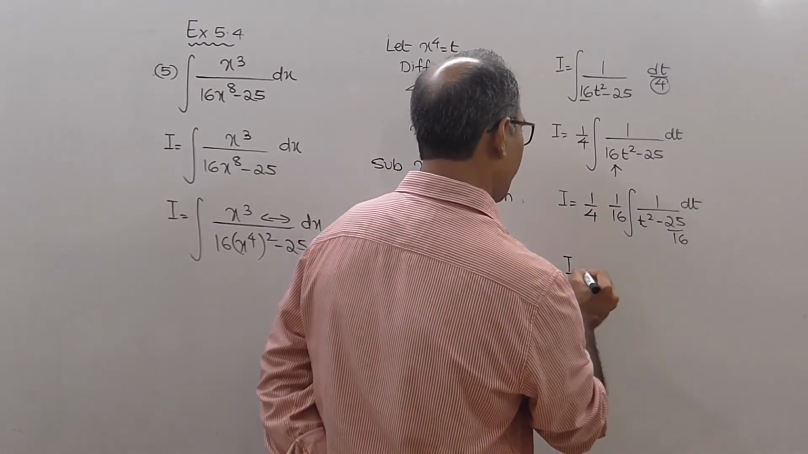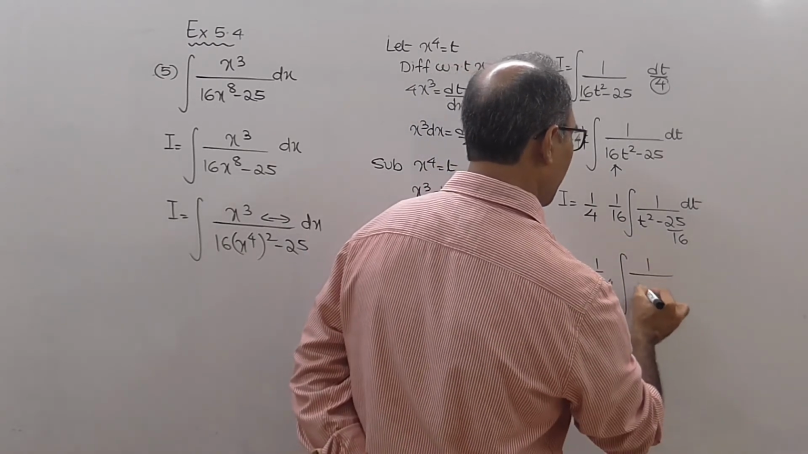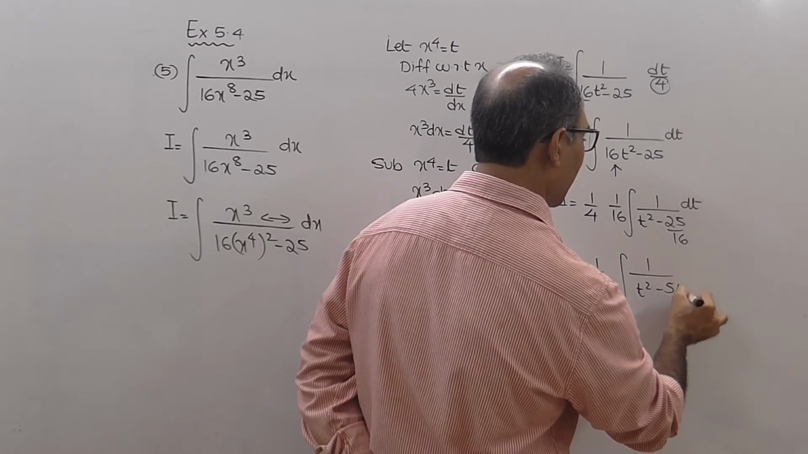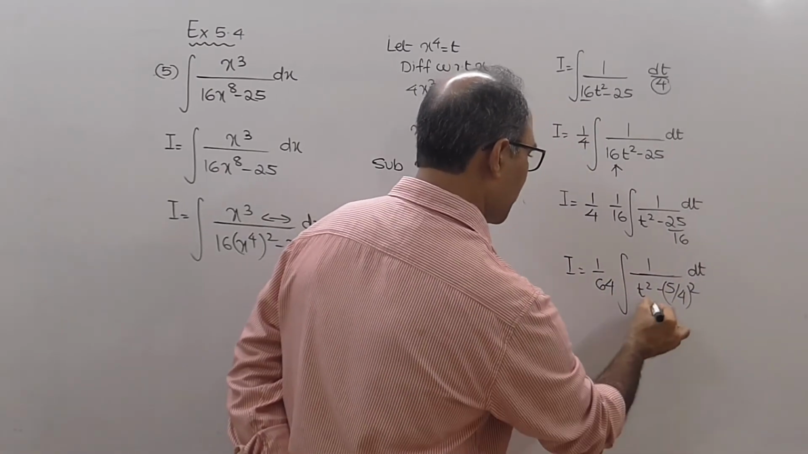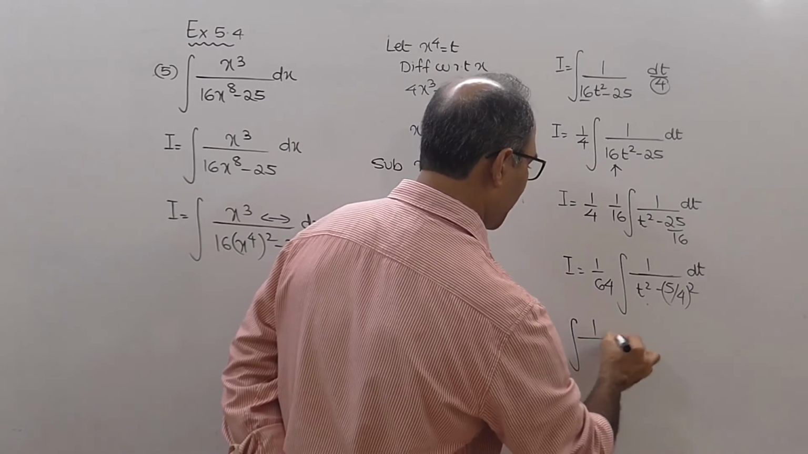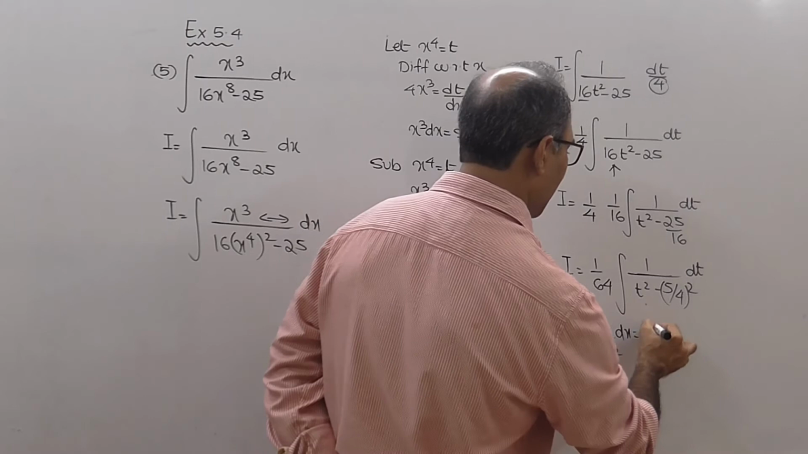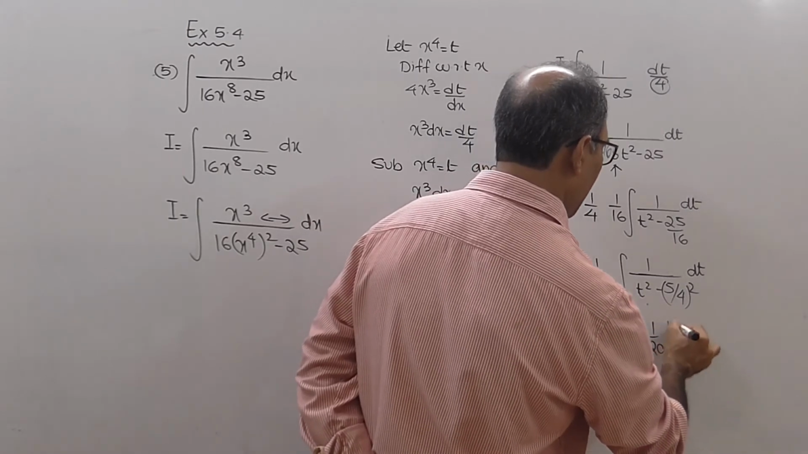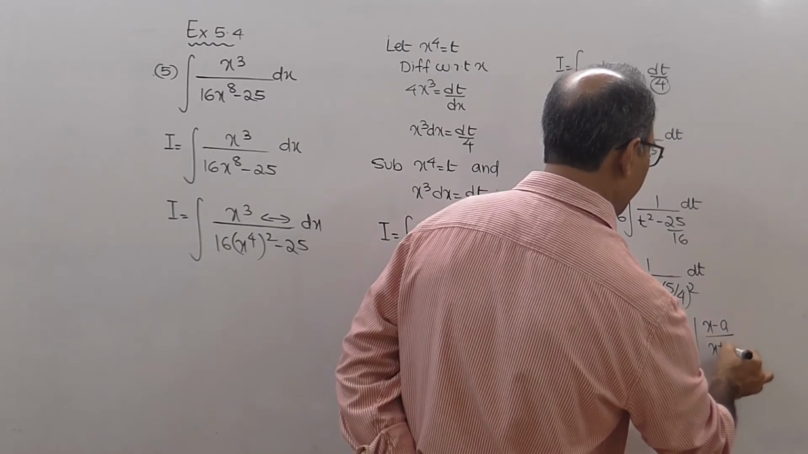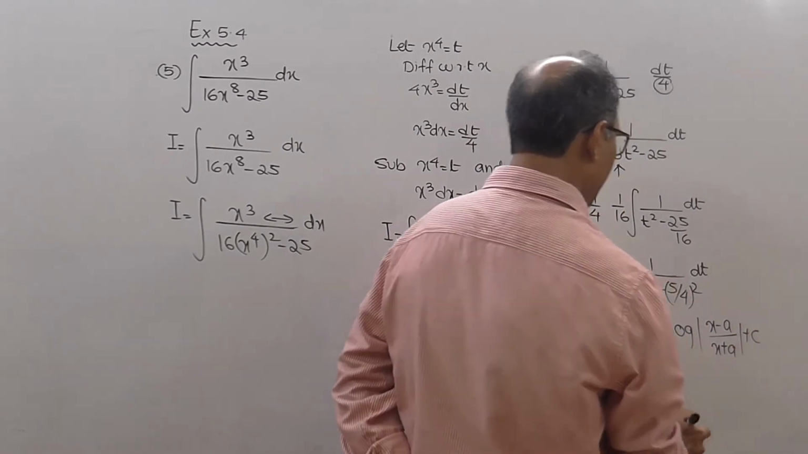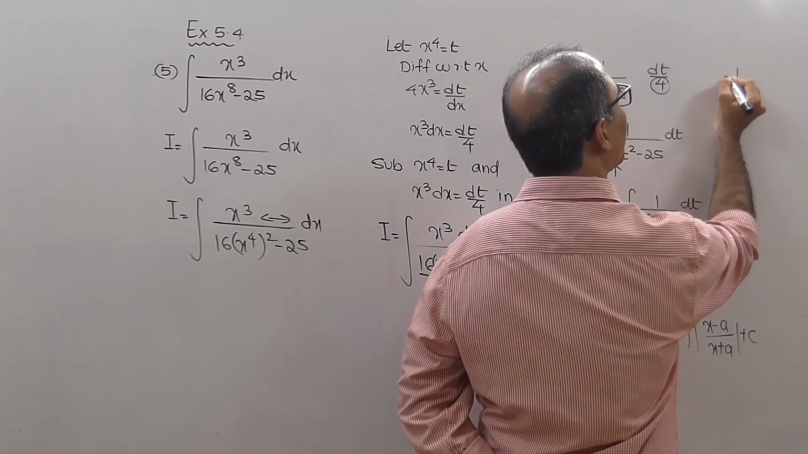So I equal to, I think this is 1 upon 64, integration 1 upon, this is t square. I think I can write this as t minus 5 by 4 the whole square dt. So this part is in the form of integration 1 upon x square minus a square dx. I think the answer is 1 upon 2a log modulus x minus a upon x plus a plus c. So that 1 upon 64 is going to remain as it is.